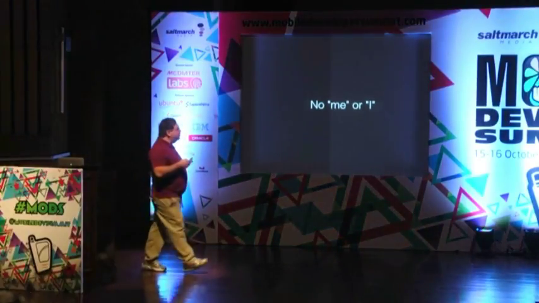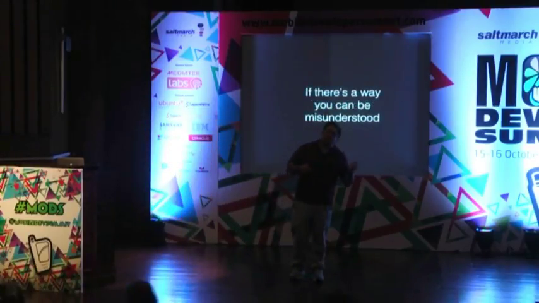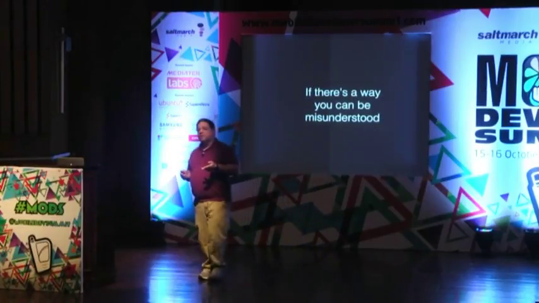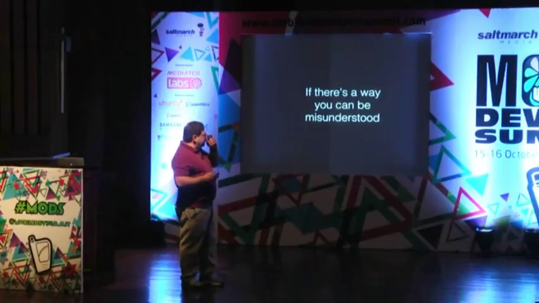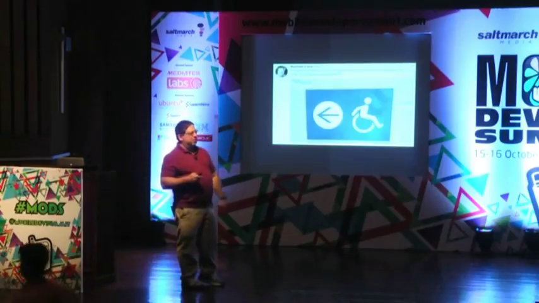So what you have to remember as you communicate is that if there's a way that you can be misunderstood, someone's going to misunderstand you. They're going to think that you were insulting in some way. So here's someone that thought they had a very clear poster, and someone misunderstood him and said, clearly in this hotel, wheelchairs can only move backwards.